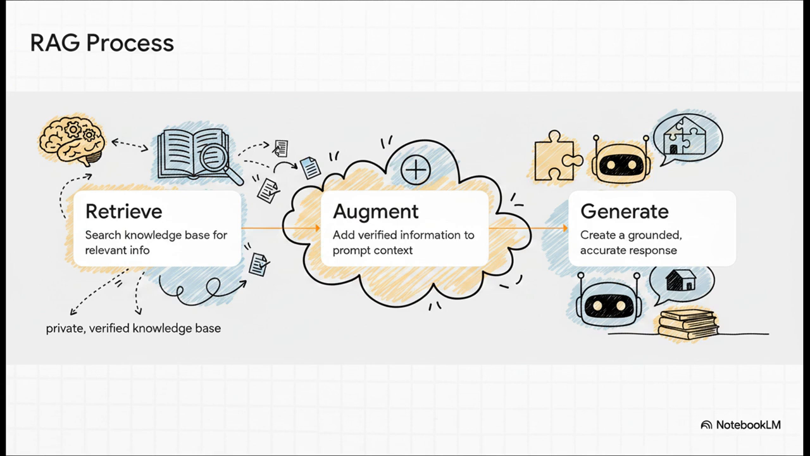Step 2 is augment. It takes that verified information and silently adds it to the user's prompt to provide rock-solid context. And step 3 is generate. The AI uses that augmented, contextual prompt to generate an answer that is completely grounded in your company's actual reality. It's literally like giving the AI an open book test instead of forcing it to guess from memory.